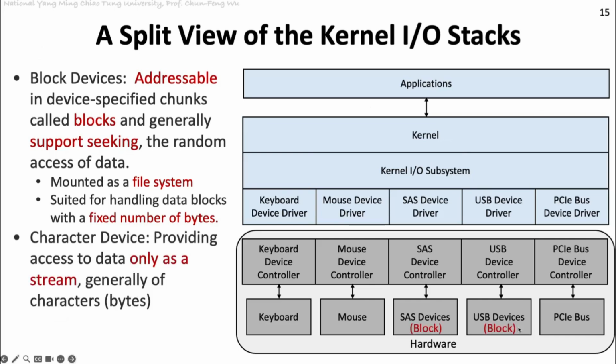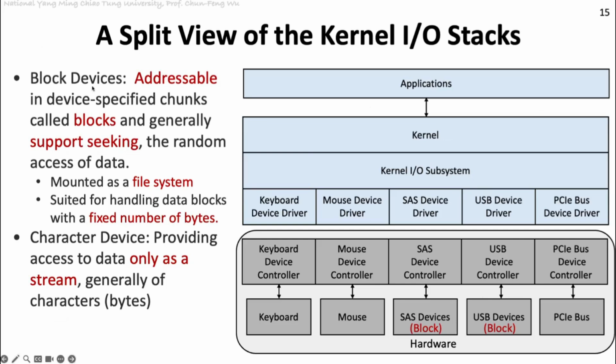A character device provides access to data only as a stream. What do I mean by stream? For example, when you type on a keyboard, you type A, B, C, D, and it is a stream because the first one is A, then B, and then C and D. They are usually at byte granularity. Also the mouse, how often you click the mouse, this kind of stuff. They are all character devices.